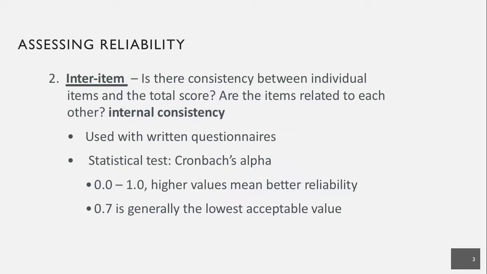The second type of reliability we're going to talk about is inter-item reliability. Is there consistency between the items and the total score? This is like when you have multiple items measuring the same variable. And this is measured with Cronbach's alpha. You usually want at least a 0.7, if not higher. But it's on a scale between 0 and 1. Higher values mean better reliability.